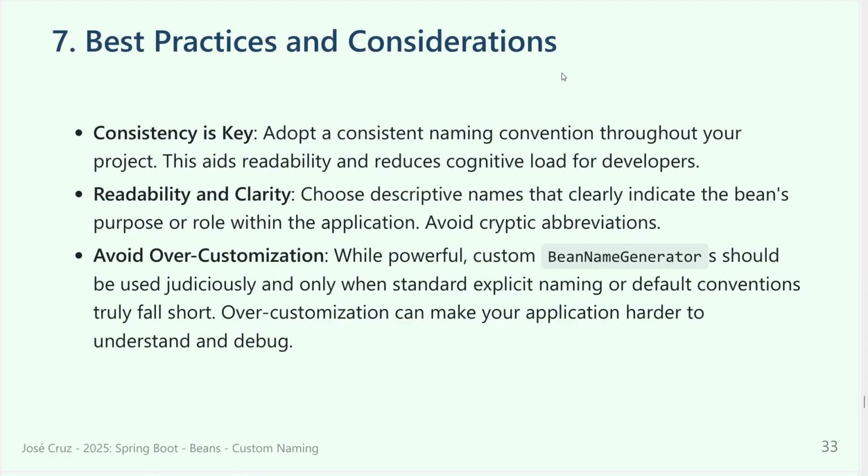Okay, best practices and considerations. Consistency is key. Adopt a consistent naming convention throughout your project. Readability and clarity. I think that these are the common guidelines. Always be clever, be wise when you are giving names. Go with the principle, keep it simple. That's usually the approach that you should take. Only go to the exceptions when you really have exceptions in your code. Don't try to, and I speak for myself, in the past I was like that.